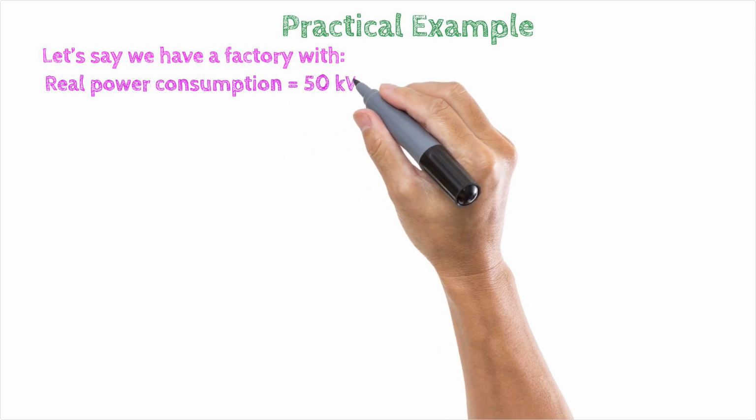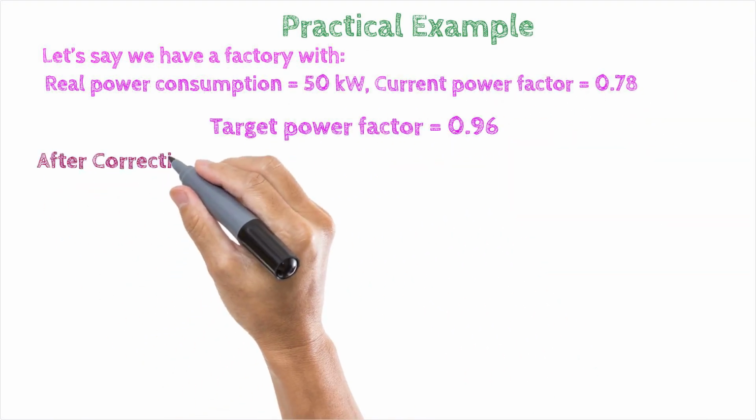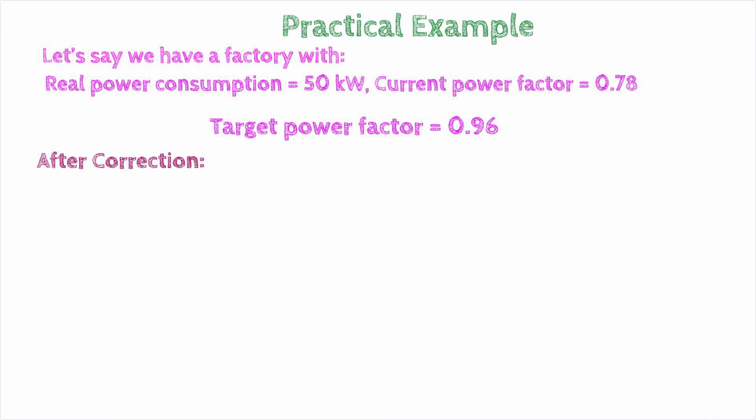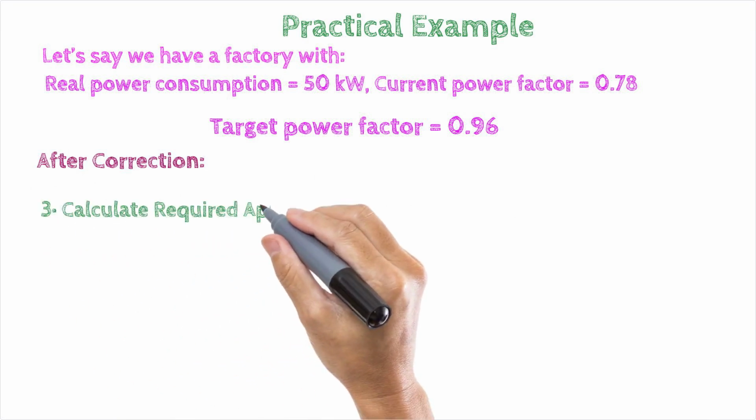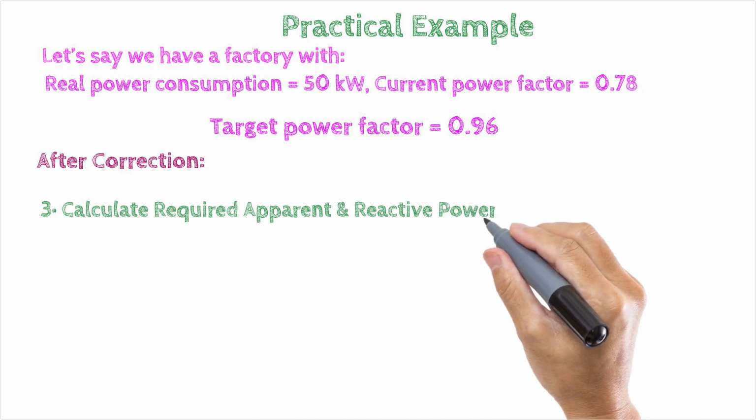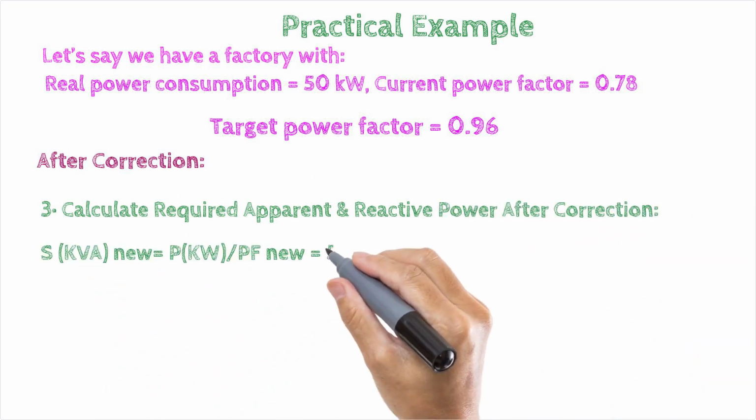Step 3. Calculate required reactive power. After correction, first determine the new apparent power at the target power factor. New apparent power equals real power divided by target power factor. New apparent power equals 50 divided by 0.96, approximately equals 52.1 kilovolt amperes.